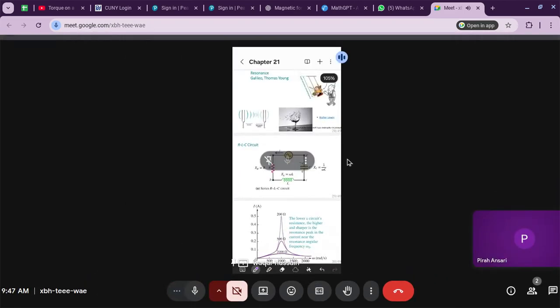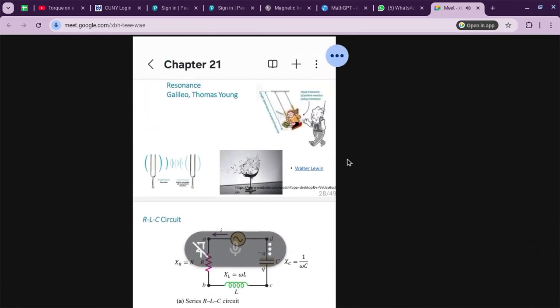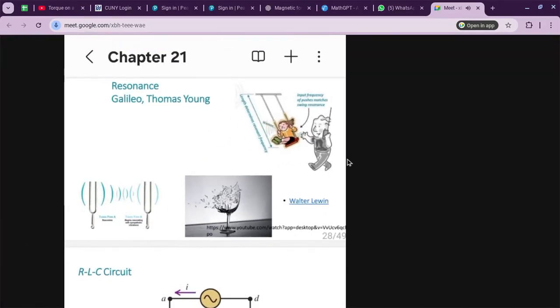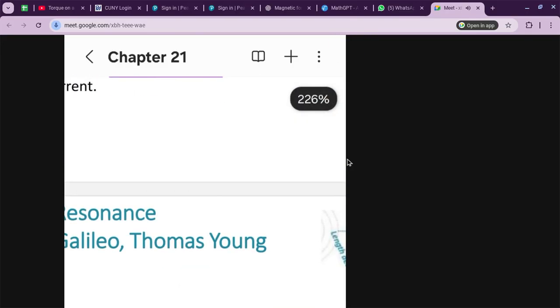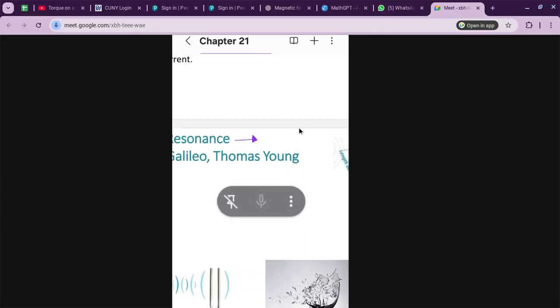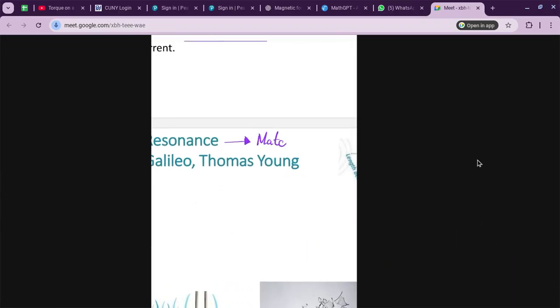Now let's talk about resonance. Do you know what resonance is? Is it like the sound? Very good. Resonance means matching. Matching of anything is called resonance.